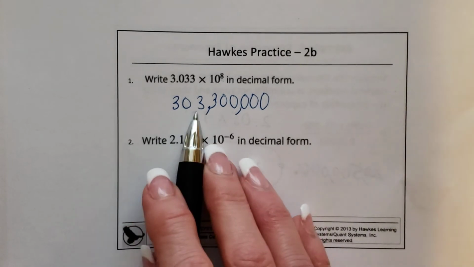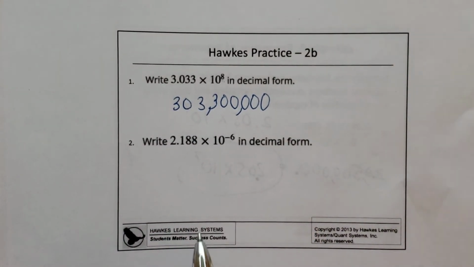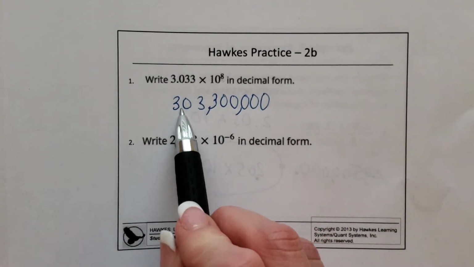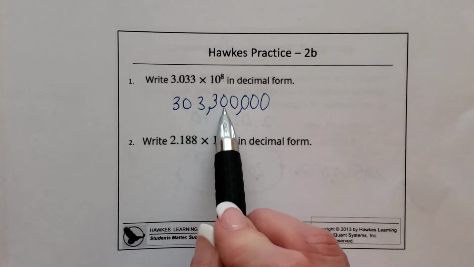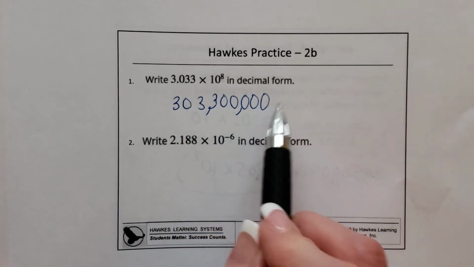So my answer is 303,300,000. I started my decimal here and moved it 8 places to the right: 1, 2, 3, 4, 5, 6, 7, 8.